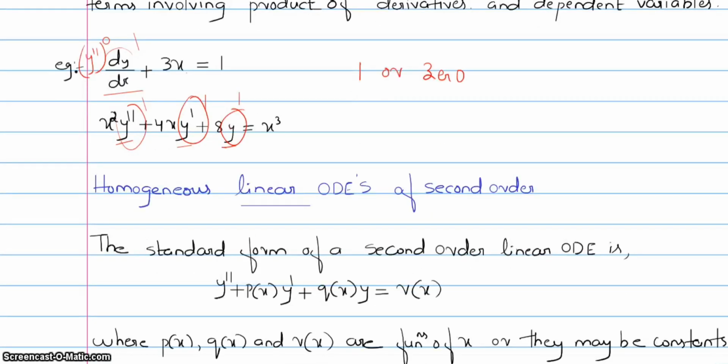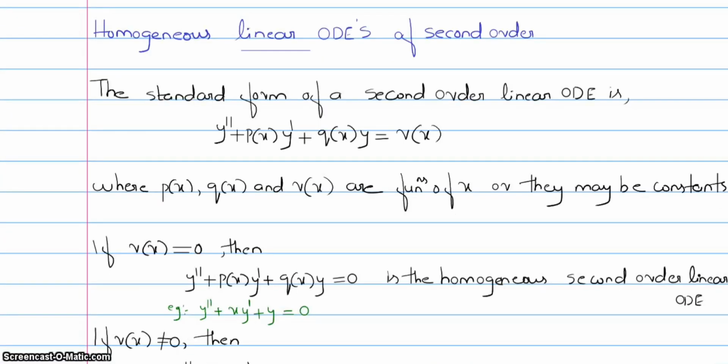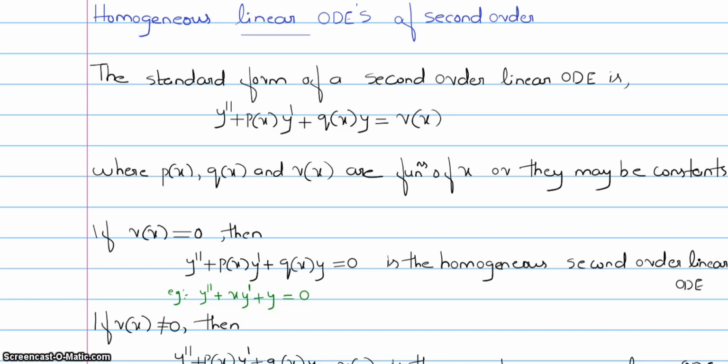So the power of y should be 1 or 0. Then next topic, homogeneous linear ODEs of second order. The standard form of a second order linear ODE is y double dash plus p of x into y dash plus q of x into y equal to r of x. This is the standard form of a second order linear ordinary differential equation.